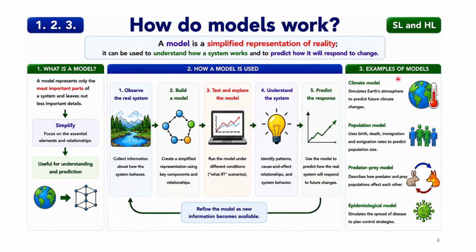For example, climate models simulate atmospheric processes to forecast future warming, population models predict population growth using birth and death rates, and predator-prey models explain interactions between species. An important feature of all models is that they are continuously refined as new data become available, improving their accuracy and usefulness for environmental decision-making.